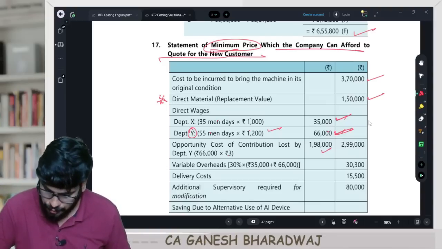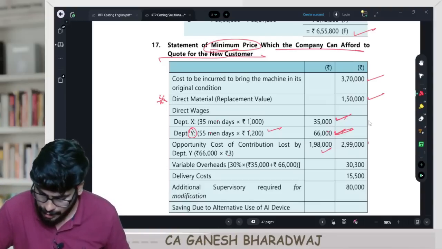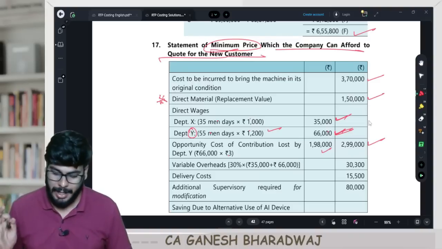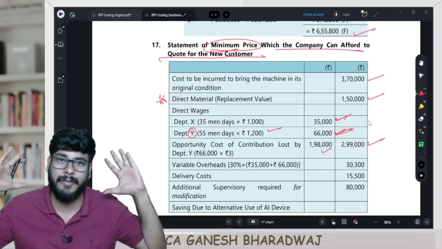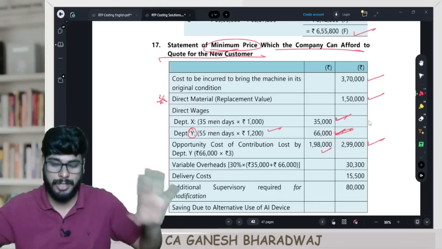1,98,000. So 35,000 plus 66,000 plus 1,98,000, that comes out to how much? 2,99,000. That is going to be the total relevant wage cost. Are you clear with this? Be very, very clear. It's a very unique situation.